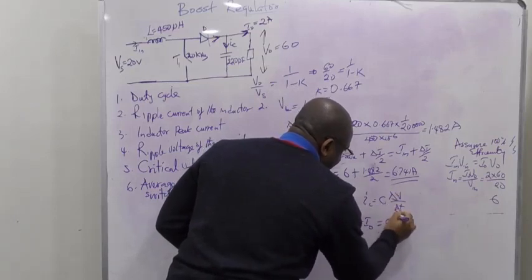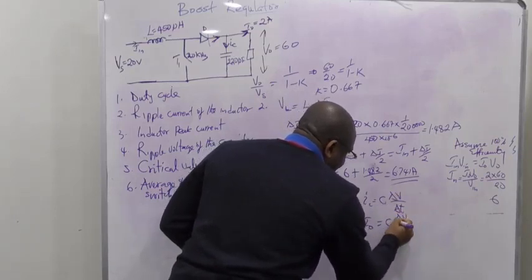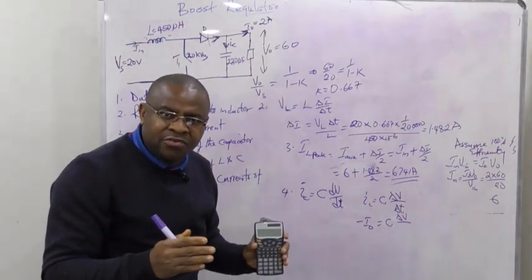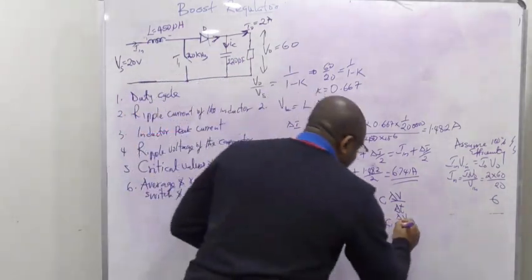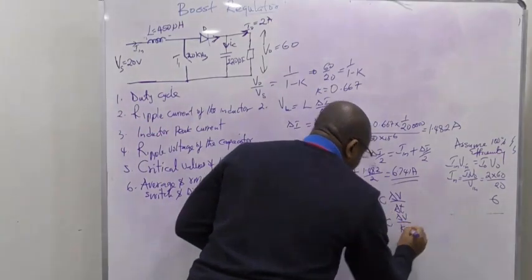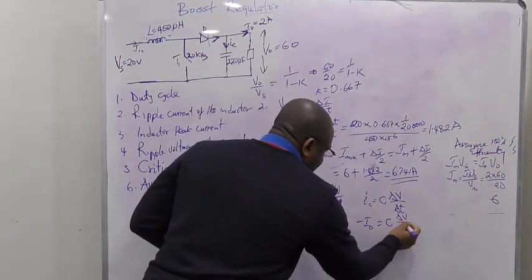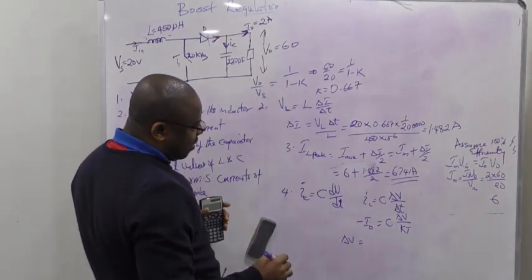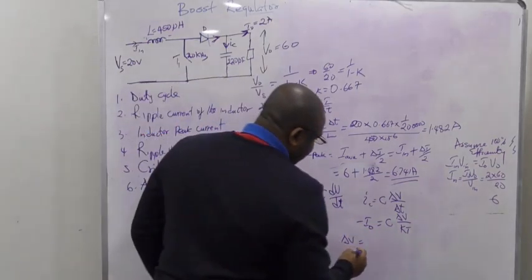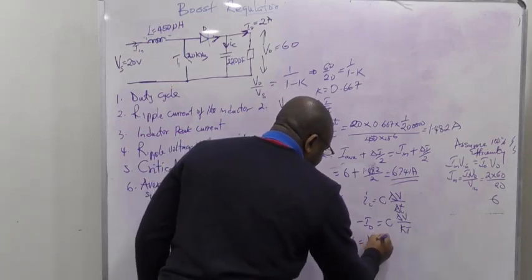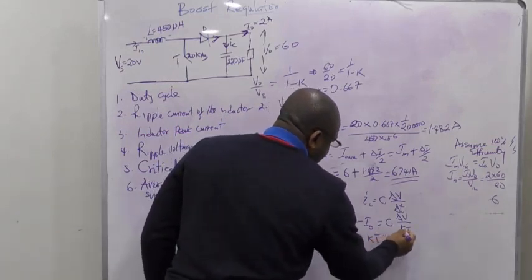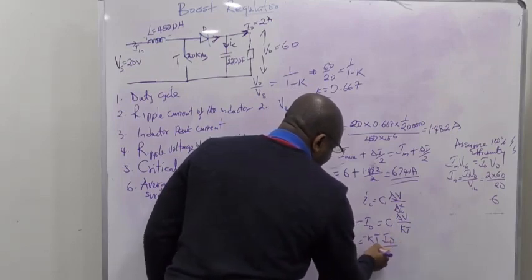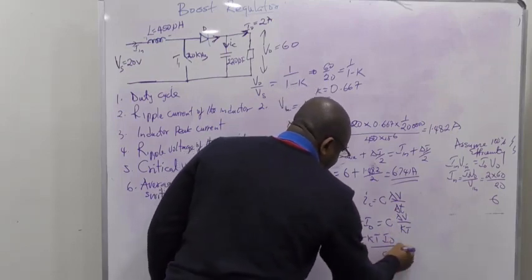Now, delta V is what they want, divided by which time are we using now? Time of on. And time of on is what? KT. All right, so KT. So that if I now want to get delta V, delta V is now the same thing as minus KT IO divided by C, like that.